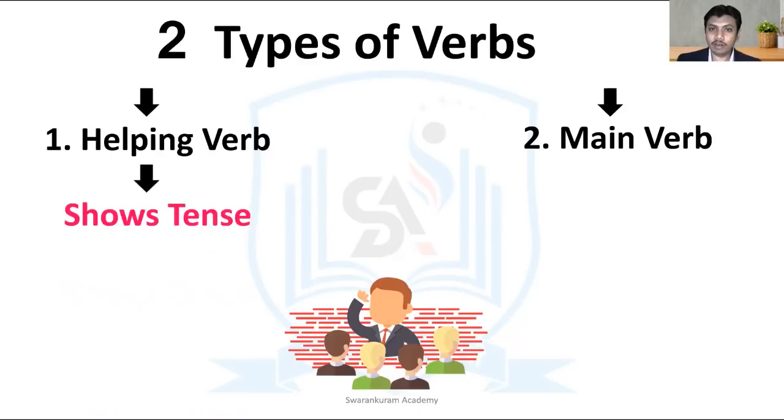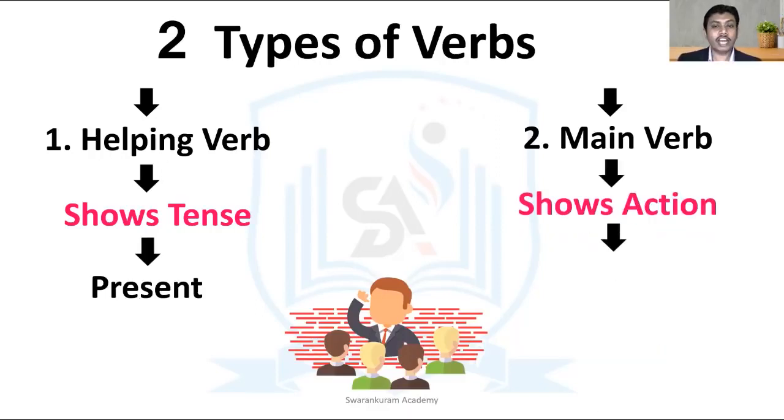We use a helping verb to show tense. So ultimately, it shows tense. What about the main verb? It shows action. We can indicate time in three ways: present, past, and future. These are the three states, the three things related to time. And on the basis of time, we can also understand tenses: today, yesterday, tomorrow, present, past, and future.